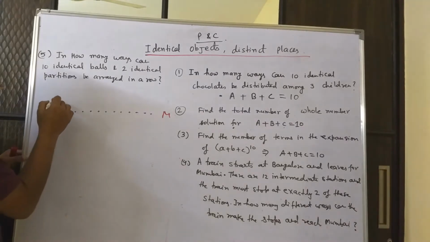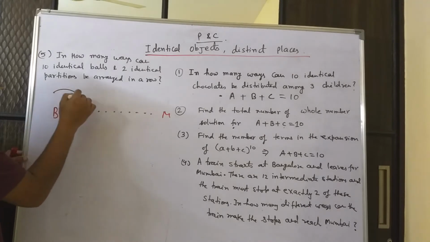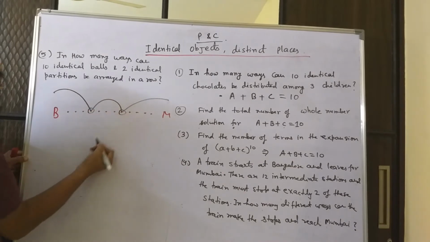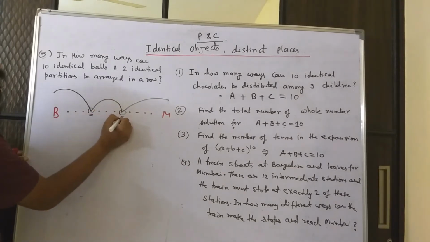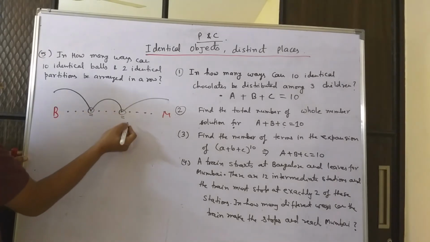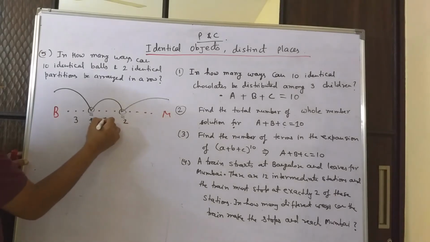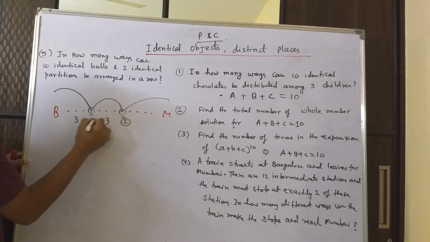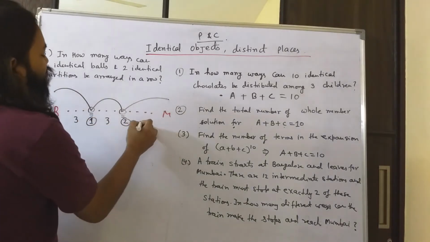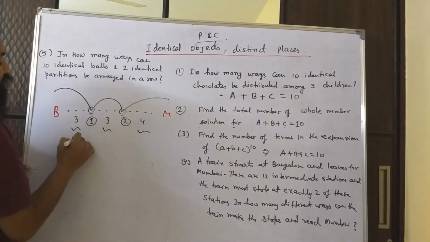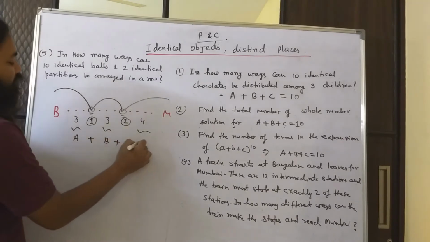So can you see? The train will start here and suppose it goes like this. Means it is stopping at this station and this station. So these two stations are used up as stoppages. Now between Bangalore and the first stop, you have 3 stations coming over there in this diagram. Between the first stop and second stop, again you have 3 stations, and between the second stop and Mumbai, the destination, you have 4 stations. So what you can see, 3 plus 3 plus 4 is 10. So A plus B plus C equals 10.